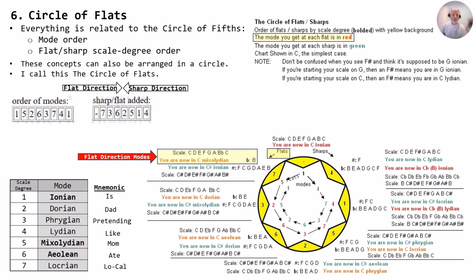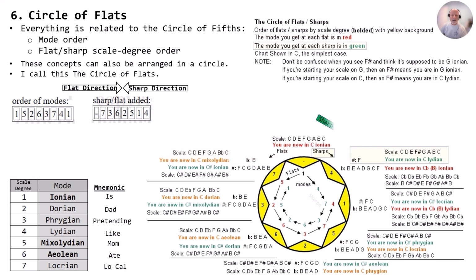And here's our little guide and the order of the modes. Here's an example. The mode that you get at each step, when we go with flats, is in red. You can see that it says C, D, E, F, G, A, B flat, C, the first flat. You are now in C Mixolydian mode. And the sharp direction modes are in green, and that's C, D, E, F sharp, G, A, B, C. You are now in C Lydian mode.